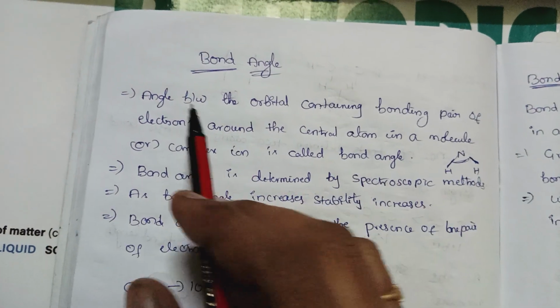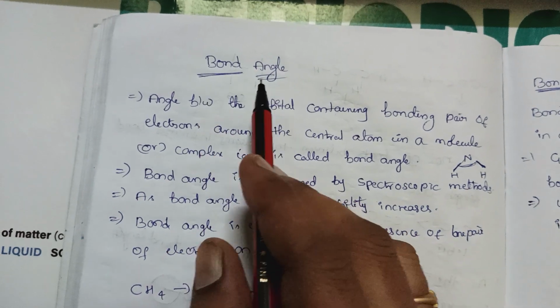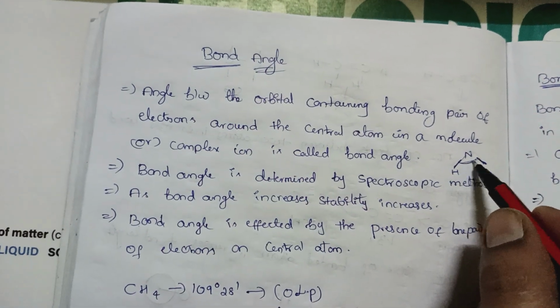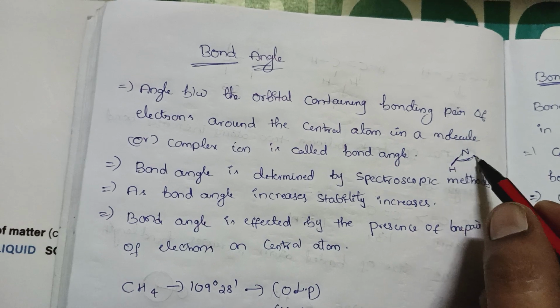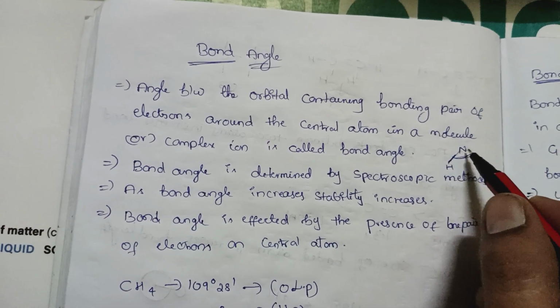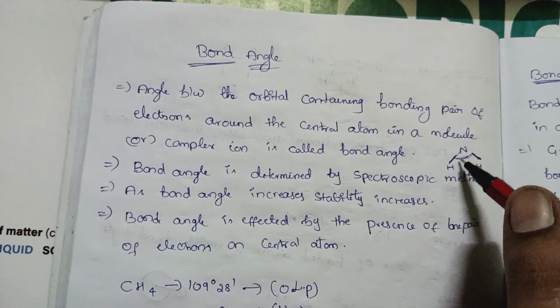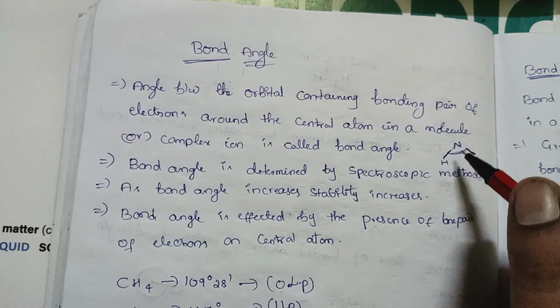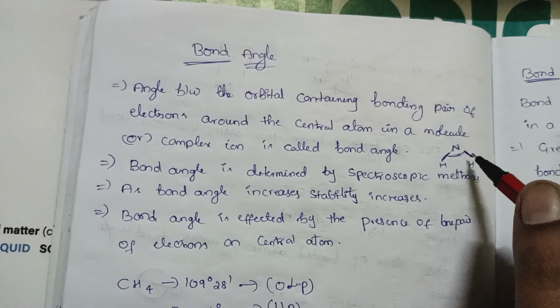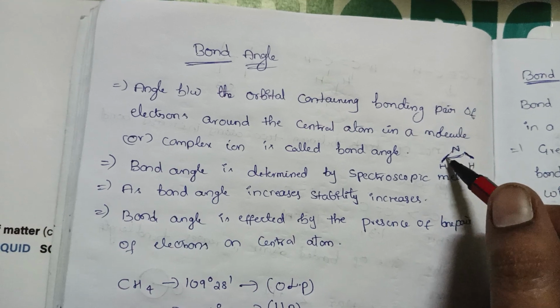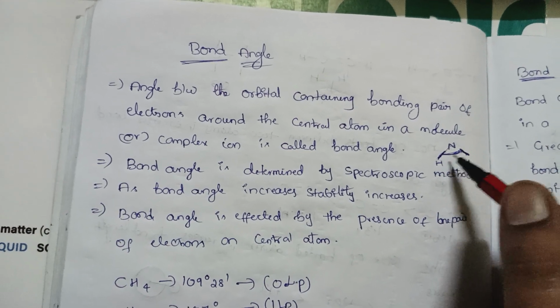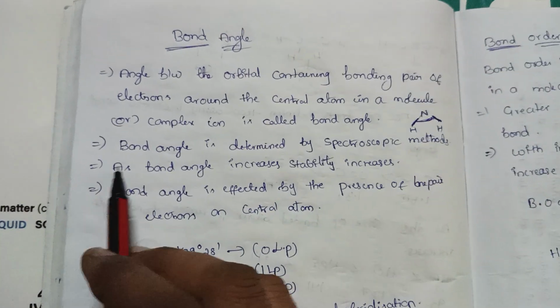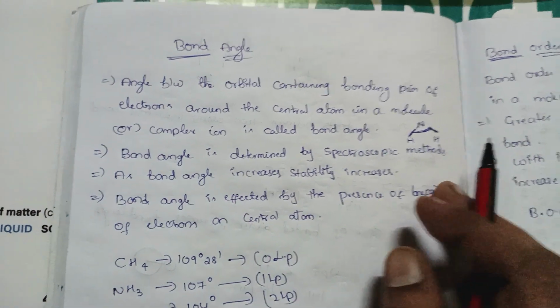Today we are going to discuss one of the parameters, that is bond angle. The angle between orbitals containing bonding pairs of electrons around the central atom in a molecule is called bond angle. This is the central atom. These are the two bond pairs. The angle between two bonding pairs is called bond angle. Bond angle is determined by spectroscopic methods.